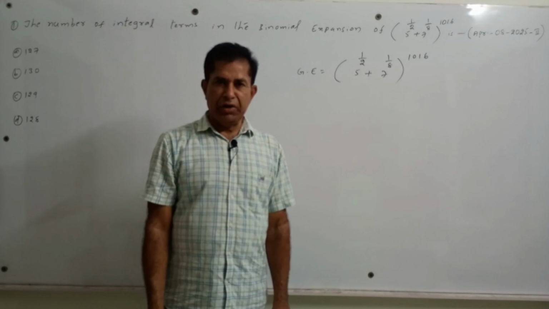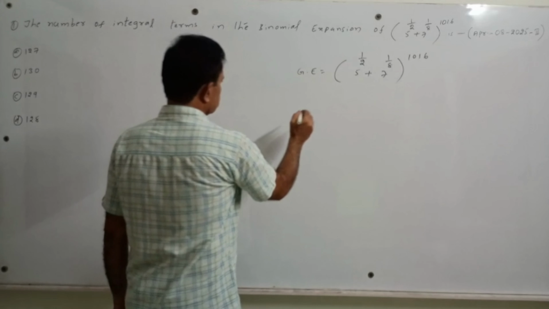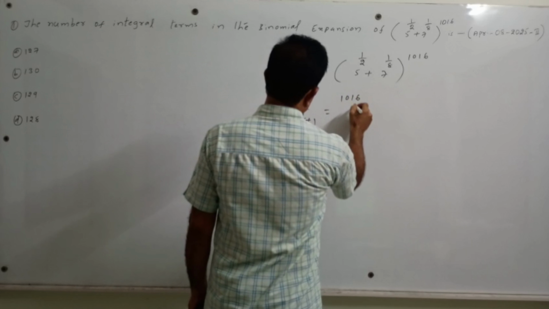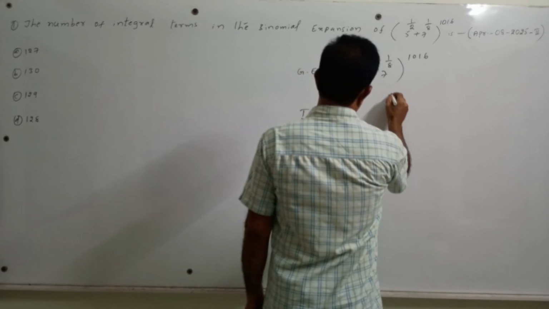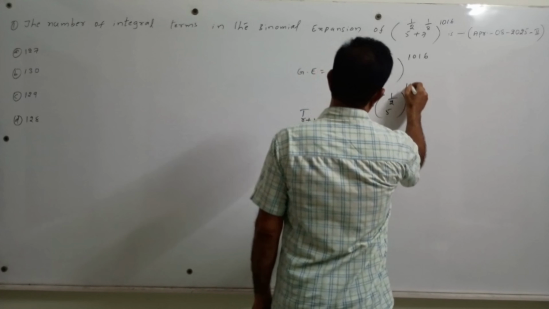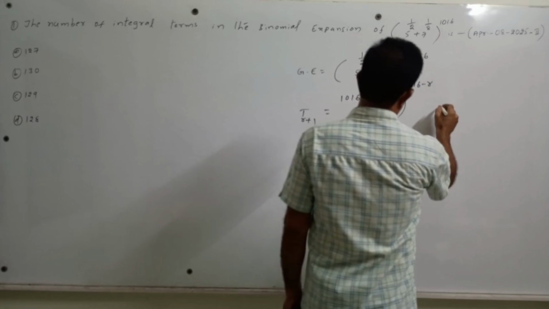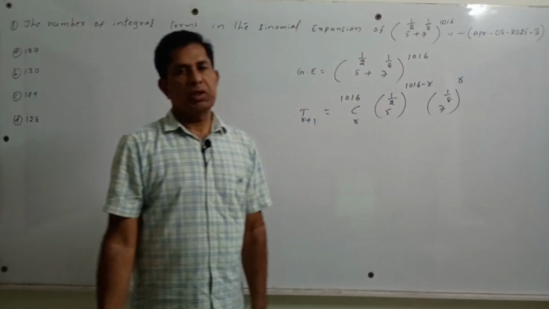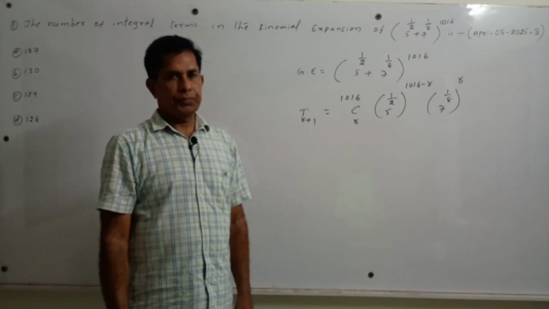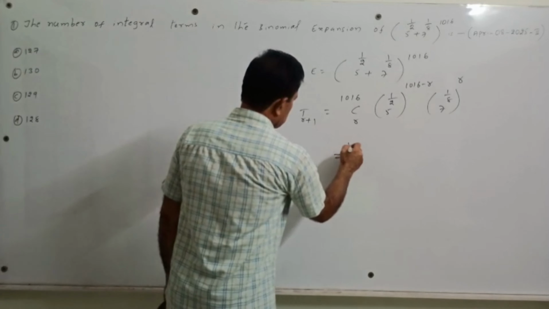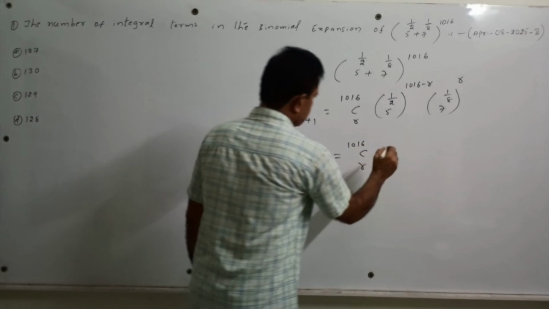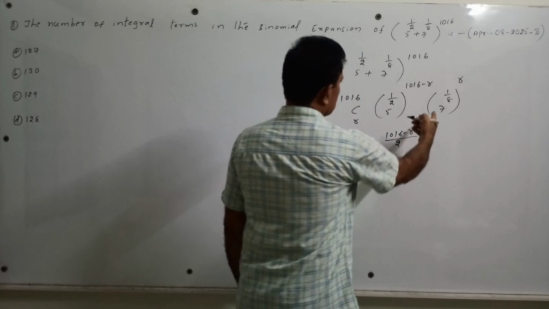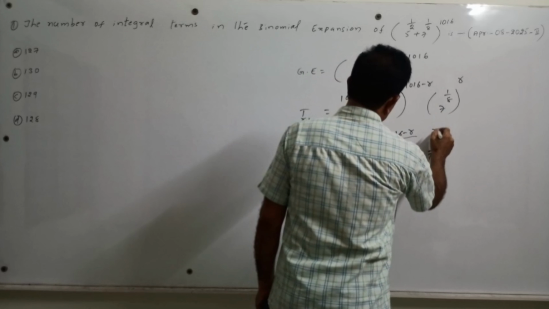To find the number of integral terms, I am writing the general term. The general term T(r+1) is equal to 1016Cr times (5^(1/2))^(1016 minus r) times (7^(1/8))^r, from nCr x^(n minus r) y^r. This can be written as 1016Cr times 5^((1016 minus r)/2), and the next factor will become 7^(r/8).